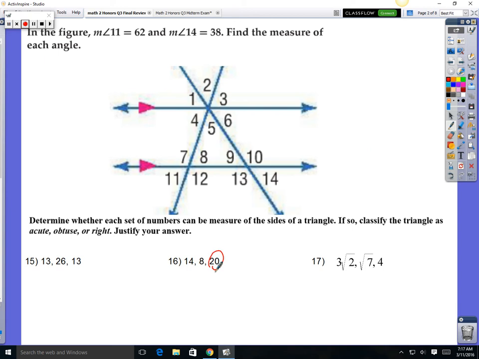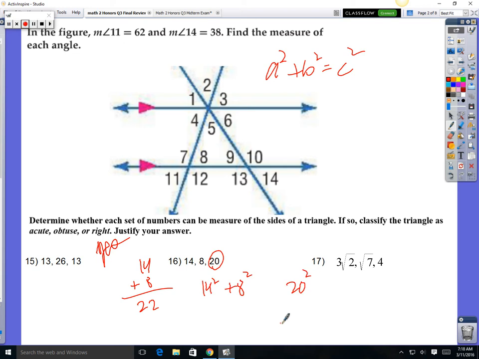16. Okay, the big one is 20. So 14 plus 8, that's 22. So it is yes. Now, the big one is going to be C in my a squared plus b squared equals c squared. So let's do 14 squared plus 8 squared, and let's see how it compares to 20 squared.